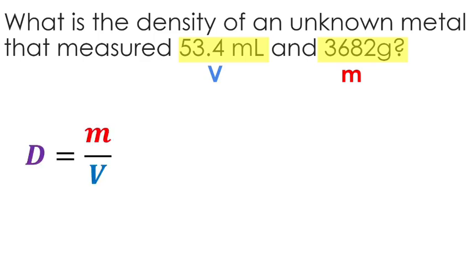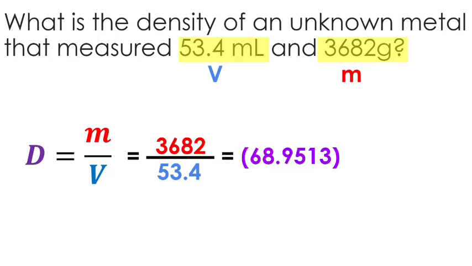So we are solving for density, so according to our equation chart, D equals m over v. Density is mass over volume. So we just need to take the mass divided by that volume. So 3682 divided by 53.4. If you put that in your calculator, you'll get an unrounded answer of 68.9513.